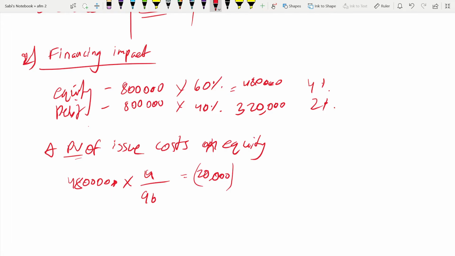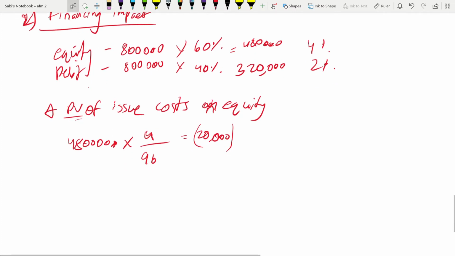Now, what else? Second, present value of issue cost on debt.